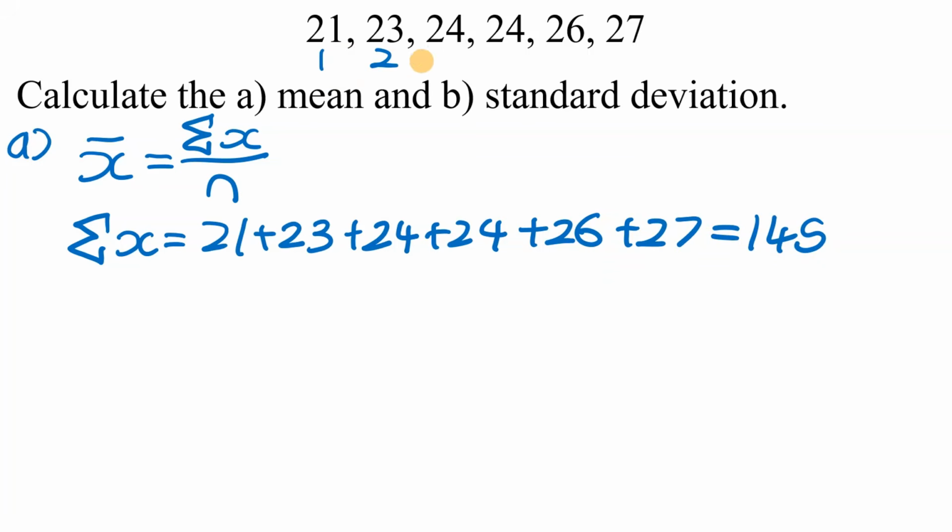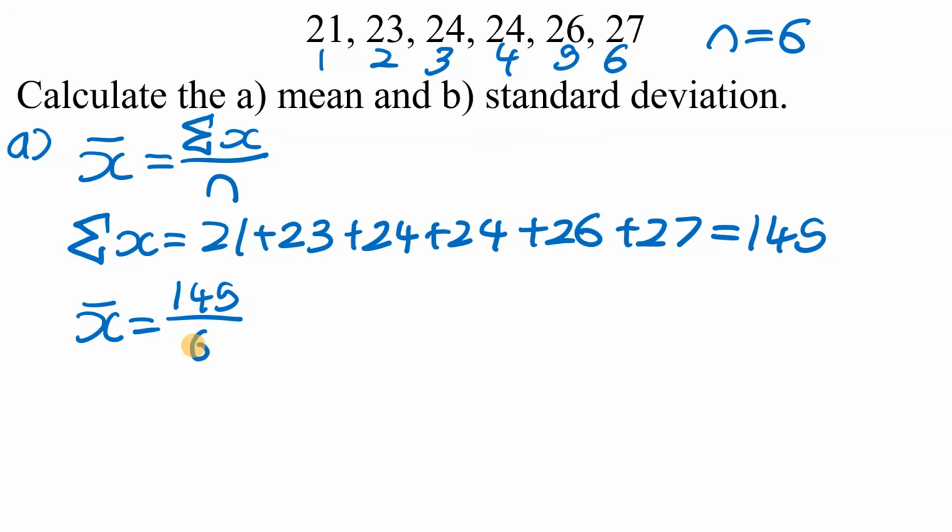And then n, so there are 1, 2, 3, 4, 5, 6 data values, so n is equal to 6. So therefore the mean is the sum of the data values, which is 145, divided by n, which is 6. And if you put this into your calculator, it's equal to 24.1667. I've given this to 4 decimal places because we're going to use this answer in part B to calculate the standard deviation, and if you're going to do that, I would recommend giving it quite a few decimal places so there's no risk of any rounding errors when you're calculating the standard deviation.